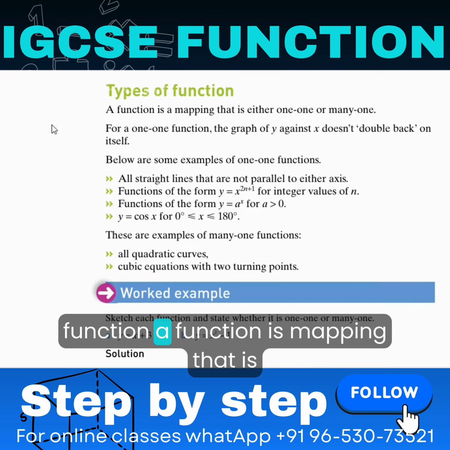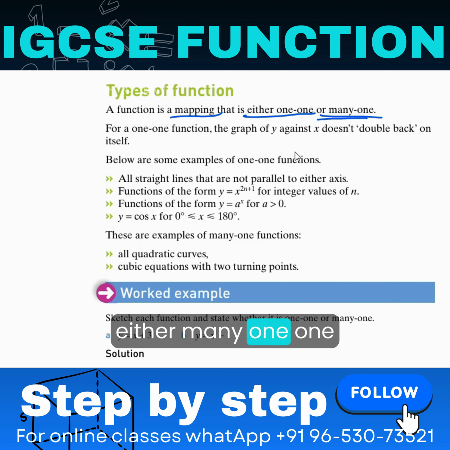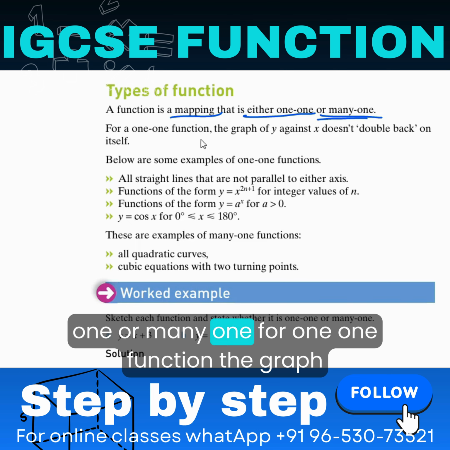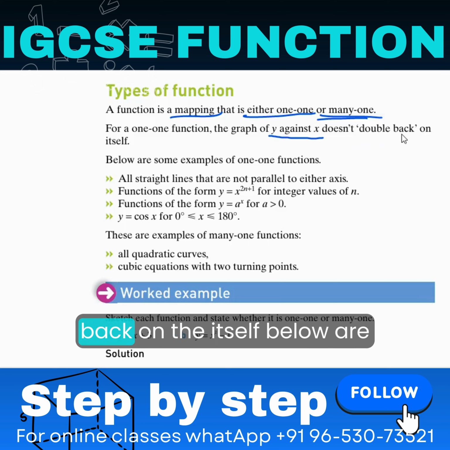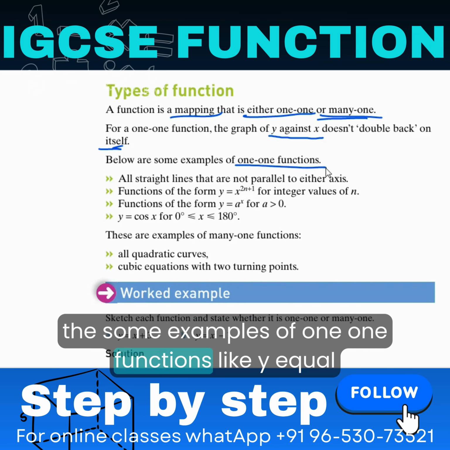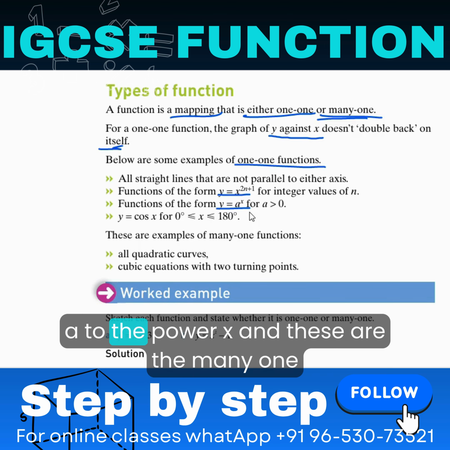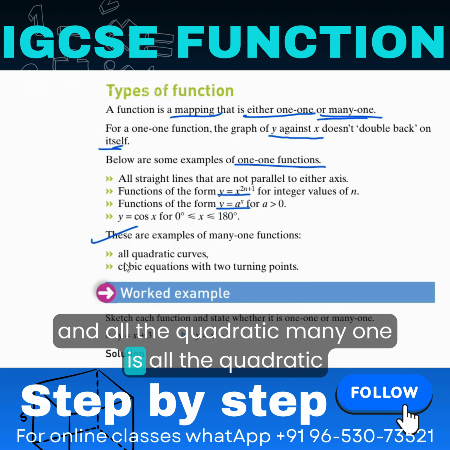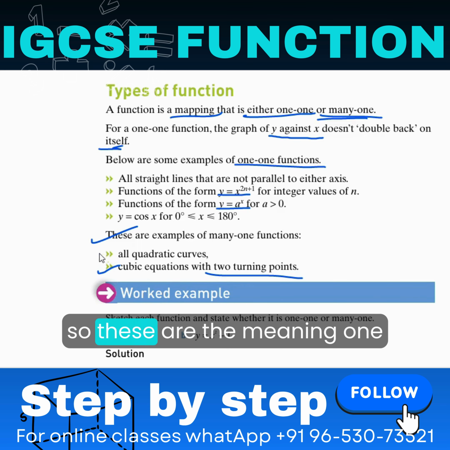Types of function: a function is a mapping that is either one-one or many-one. For a function, the graph of y against x does not double back on itself. Below are some examples of one-one functions like y equal to x to the power 2n plus 1, y equal to a to the power x, and these are many-one. All the quadratics, and cubics with two turning points, are many-one.